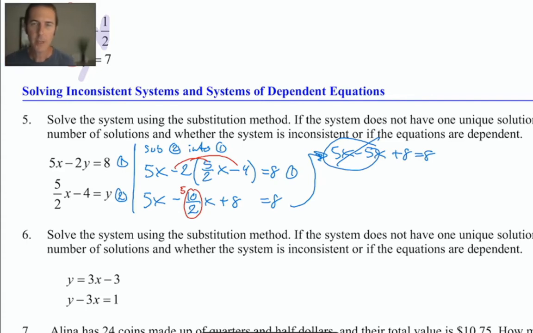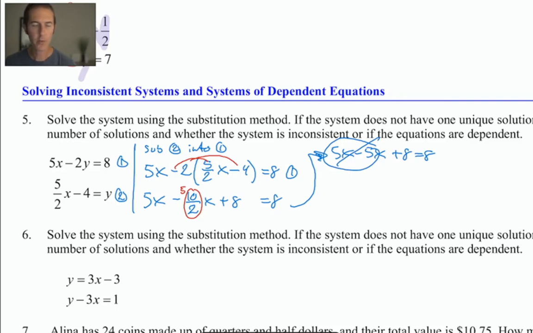And that's because these two equations actually describe the same line. I noticed that if I take equation 2 and I multiply it by 2, I'm going to get an equation that's identical to equation 1, except that the terms are just written in a slightly different order, but otherwise they're the same equation.